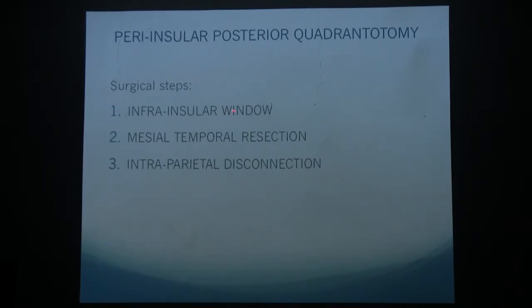Again, you go through similar steps, so we can go faster. This is the infra-insular window. There's the temporal lobe resection part of it, only the mesial part. And then you have a step which is not there in hemispherotomy. You need to do an intraparietal disconnection.